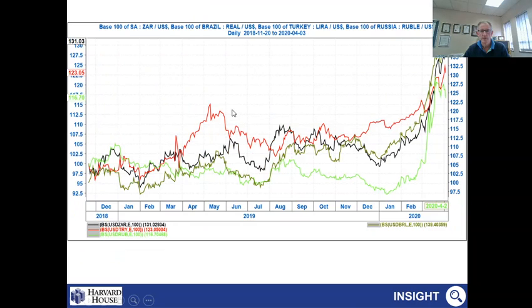The next chart I'm going to have a look at is exactly the same chart. The only difference is that I'm only looking at the last 500 trading days. So basically it takes 2019 and the early part of 2020. And here you can see again, the light green is the Brazilian real, the dark green is the Russian ruble, the black is the South African rand, and the red is the Turkish lira. You can see that we all have suffered the same devaluation at this point.